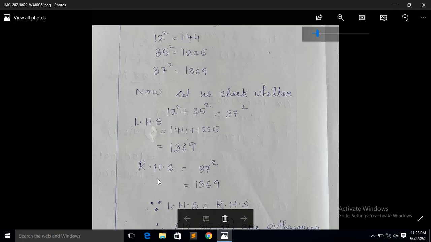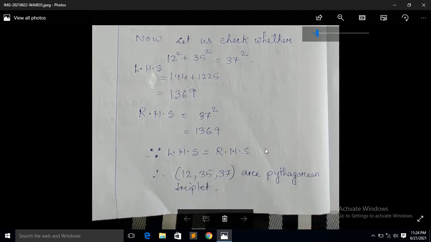On the right hand side you can see 37 square. What is the value of 37 square? It is 1369. So the left hand side is 1369 and the right hand side is also 1369. That means left hand side is equal to right hand side. Therefore, these three numbers are called a Pythagorean triplet.